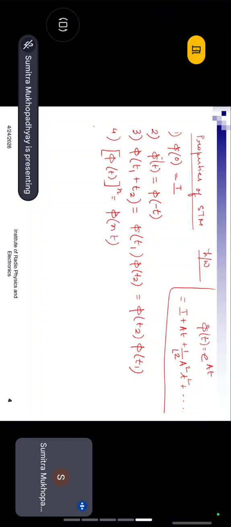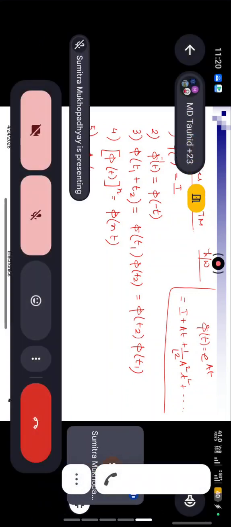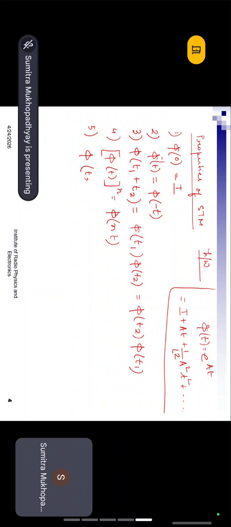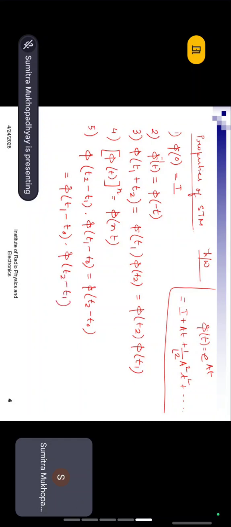The fifth one is phi of t2 minus t1 into phi of t1 minus t0, that is equal to phi of t2 minus t0. Or this is equal to phi of t1 minus t0 into phi of t2 minus t1. So these 5 properties you have to prove.